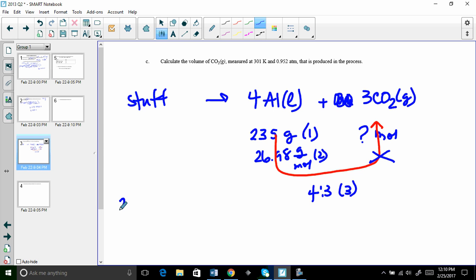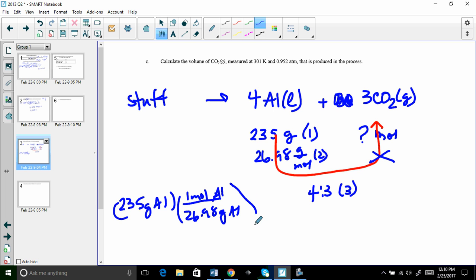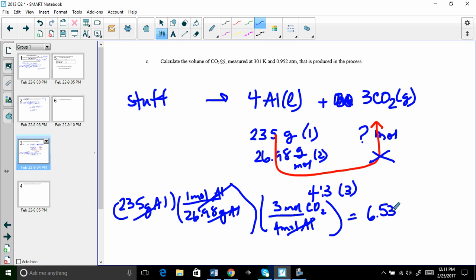So the first part of this problem is you do 235 grams of aluminum, and then there's 26.98 grams of aluminum in 1 mole of aluminum. And then from the stoichiometry, you can see that for every 4 moles of aluminum, you only get 3 moles of carbon dioxide. Then this cancels this, and this cancels this, and I'm going to keep all the sig figs: 6.532616753 moles.